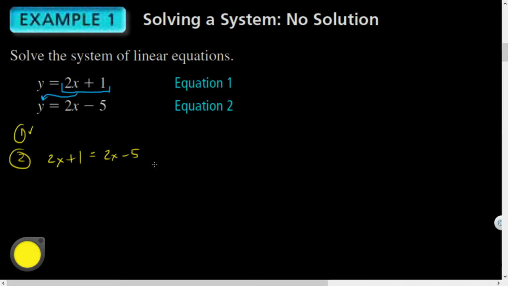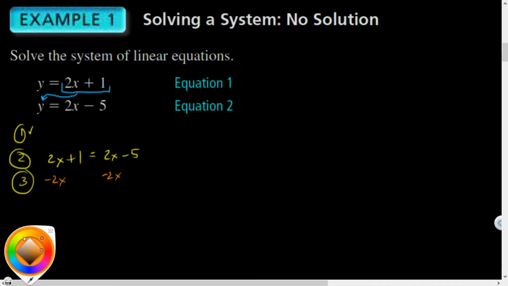And let's solve this. Let's get our x's together. Subtract 2x from both sides. I got 1 equals -5. You'd have 6 equals 0 if you add 5 to both sides. The problem is my variables disappeared.